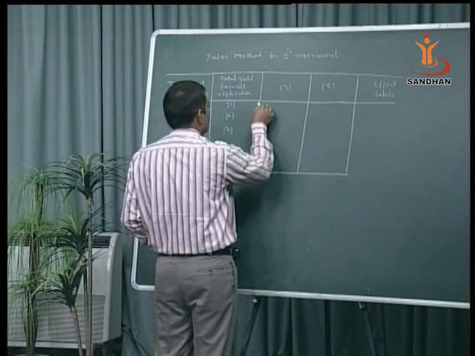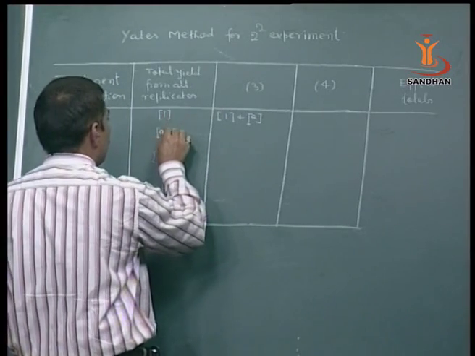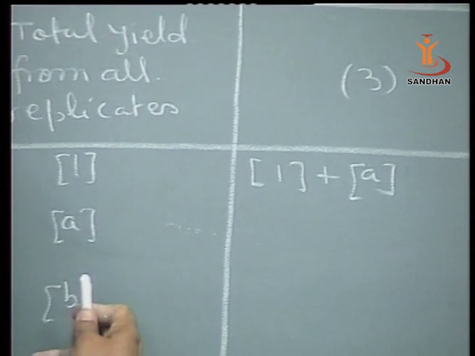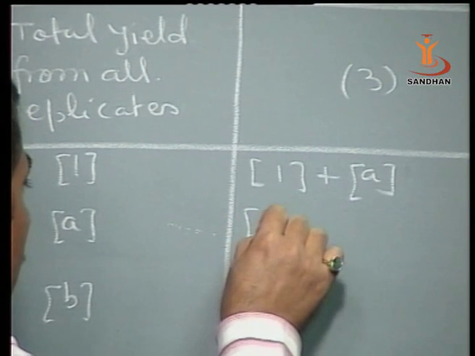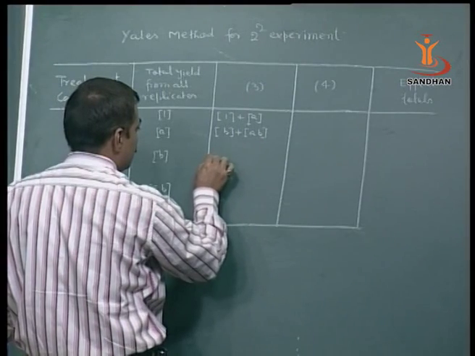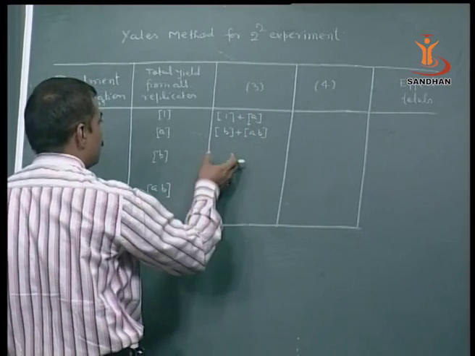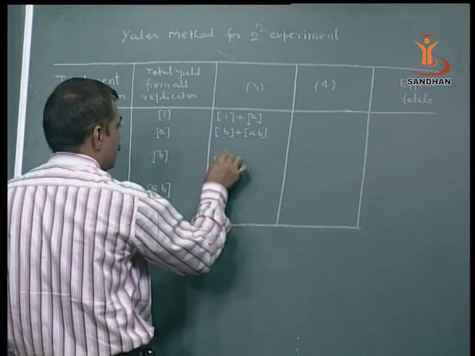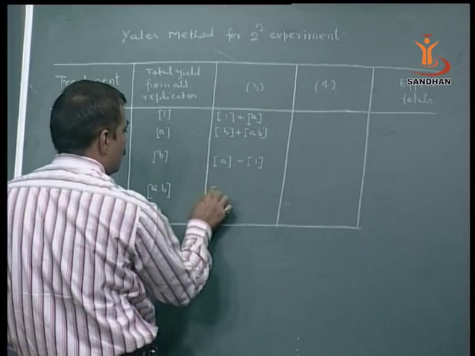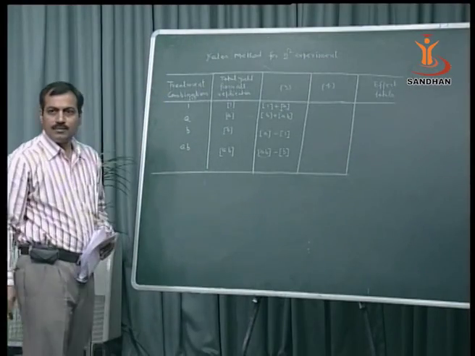Here in the third column, it is 1 plus a, that is addition of first and second. Then the second term will be addition of third and fourth, b plus ab. Now we divide this into 2 portions. This is the first portion and this will be the second portion. In the second portion we write subtraction: a minus 1, and in second it is ab minus b.